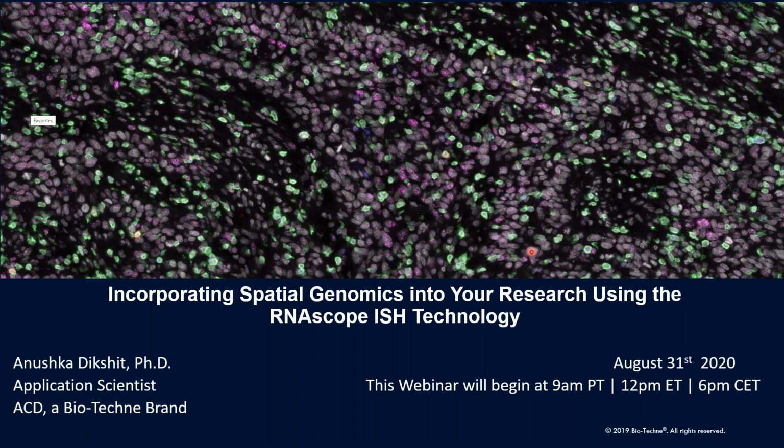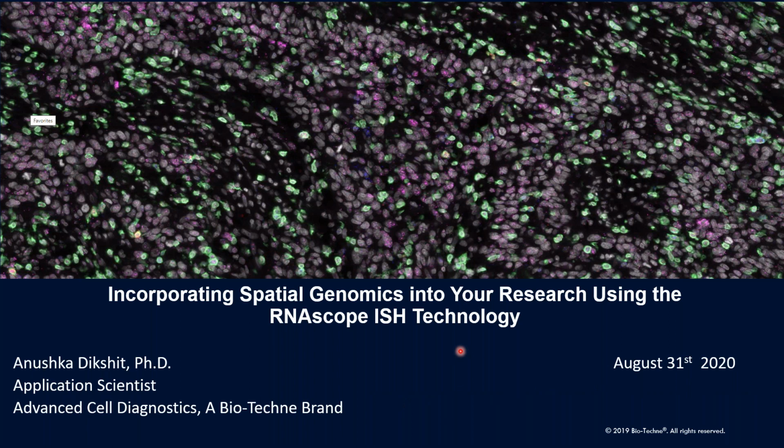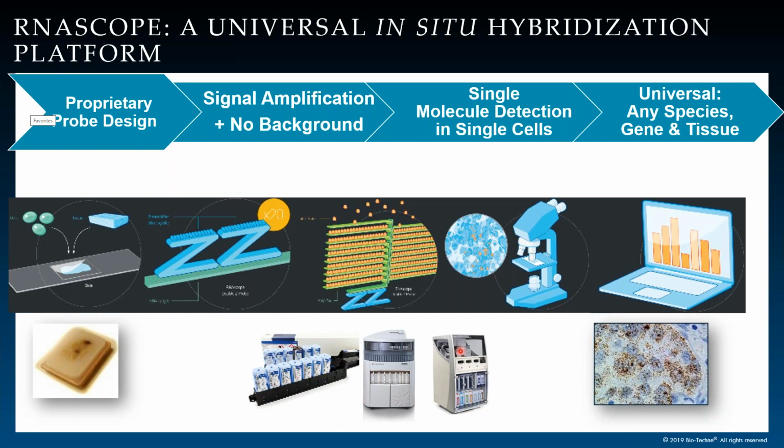Thank you for that introduction, Pupak. As Pupak mentioned, today I'll give examples to detail the use of RNAscope in situ hybridization technology in spatial genomics and help you better understand how you can apply this technology for your research. Let's start by understanding what encompasses the RNAscope in situ hybridization technology.